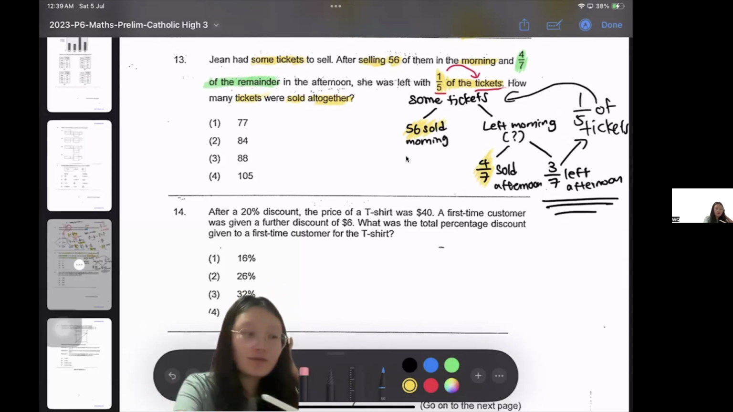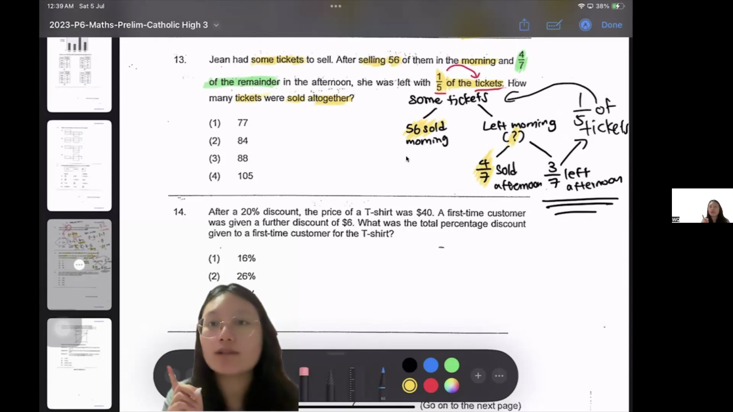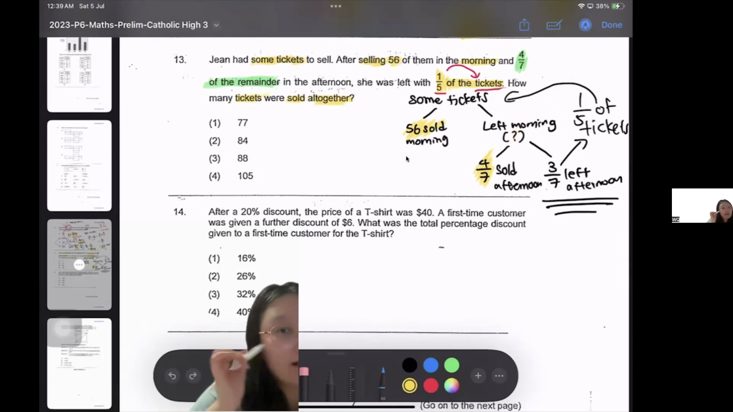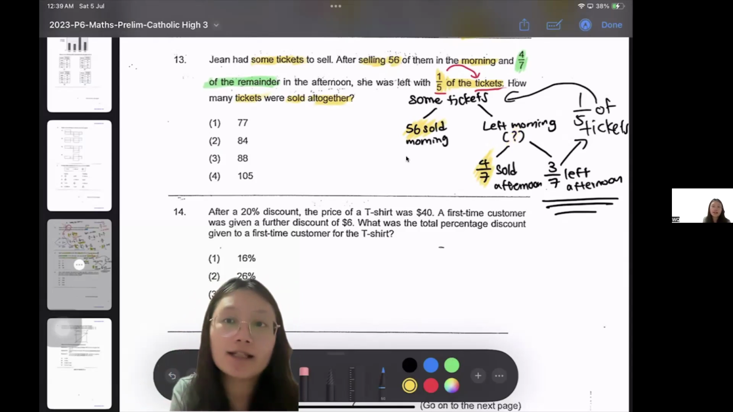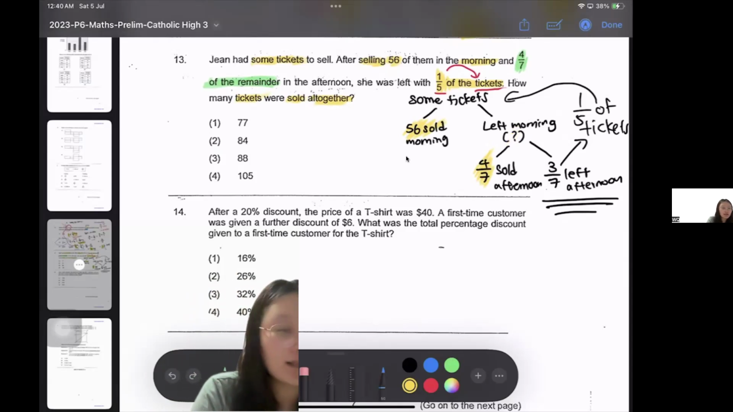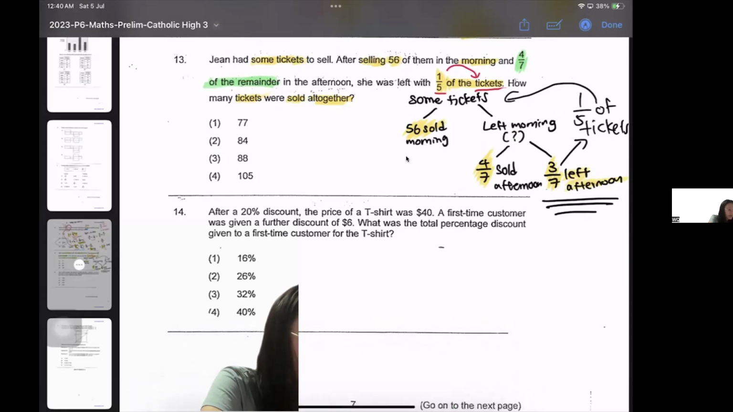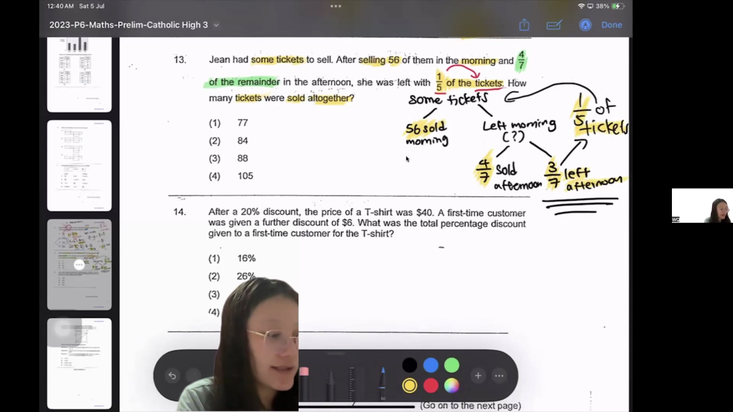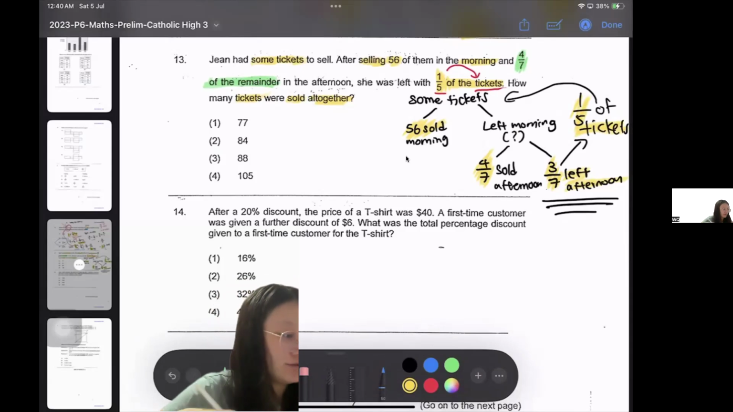Okay, and do you see the question mark here? This question mark is most likely what you need to find in order to solve the question, because you don't have that. Usually if there's a missing piece of information, that is what you need to find. So let's try to find the question mark using the two fractions, 3 out of 7 of the left in the afternoon and the 1/5 of the tickets. So basically what this means is that 1/5 of the tickets is 3 out of 7 of the left in the afternoon.